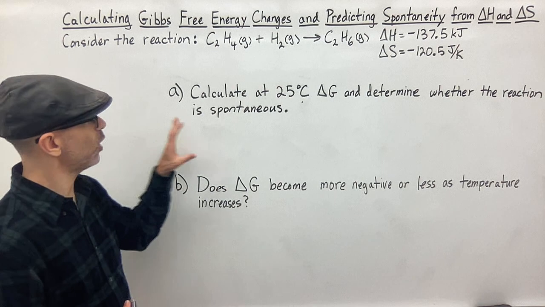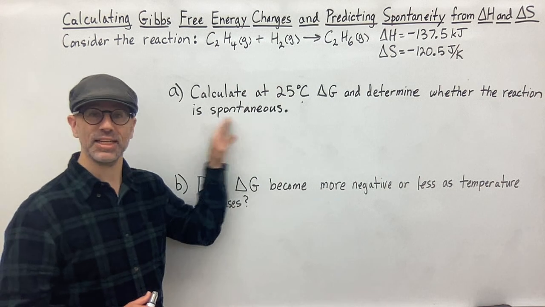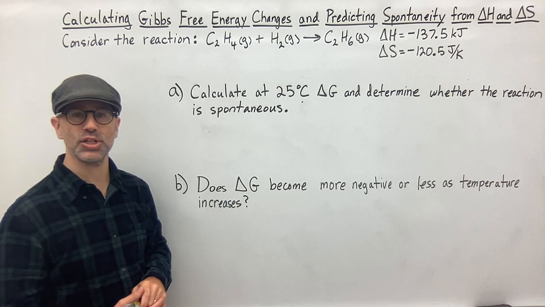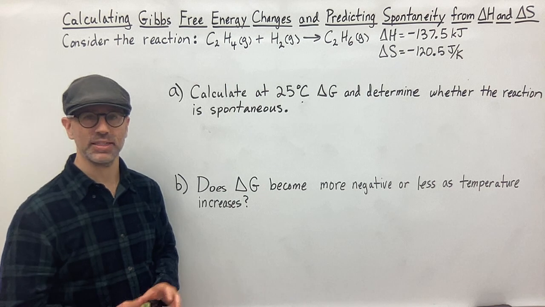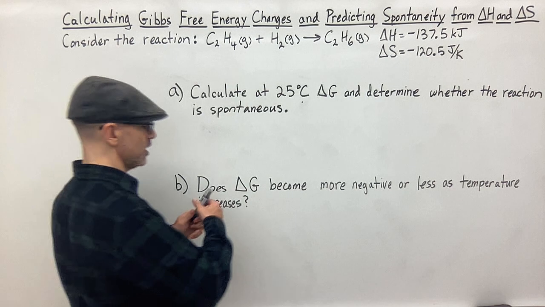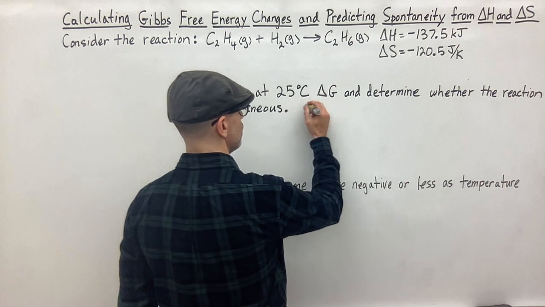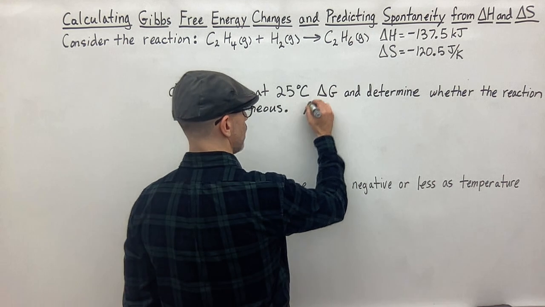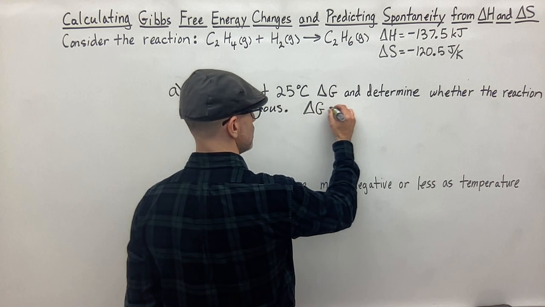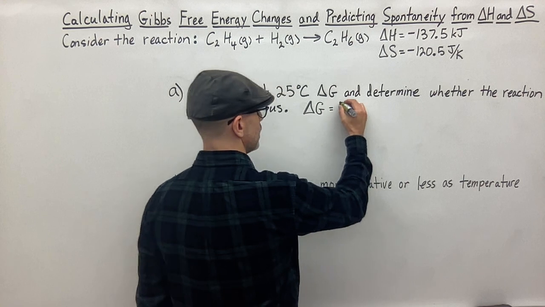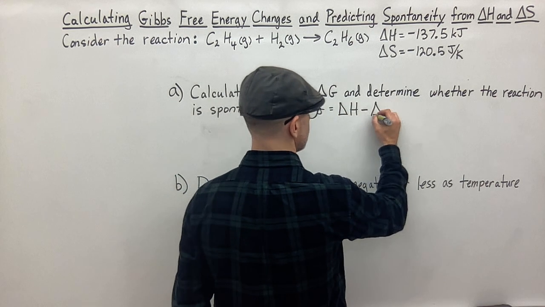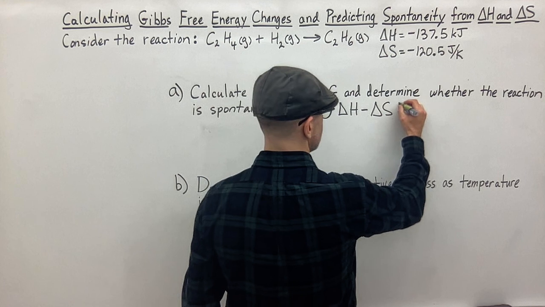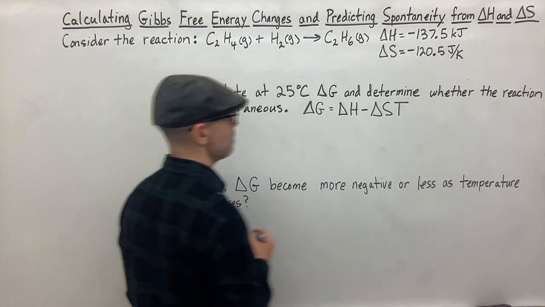So what we are looking for in a spontaneous reaction is a negative delta G. If we get a positive delta G, that means that it is not spontaneous. So we're going to use the equation here for delta G. So delta G is equal to delta H minus delta S times the temperature.